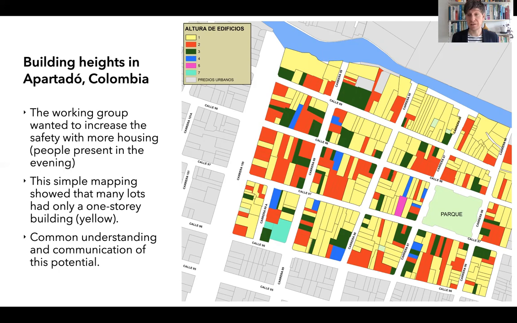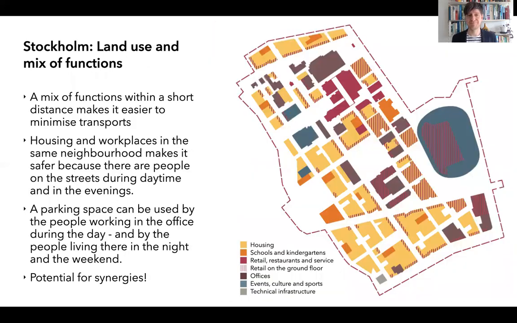And you see that it's a very simple way of creating a common understanding and communication of this potential, because a lot of the buildings are marked in yellow. That means that they have a low density.